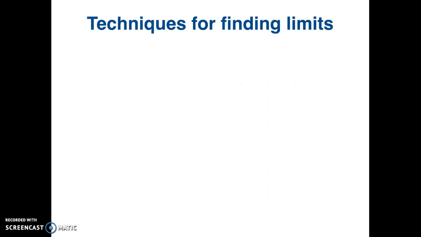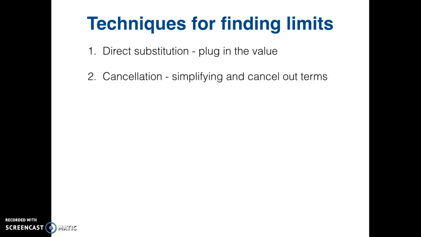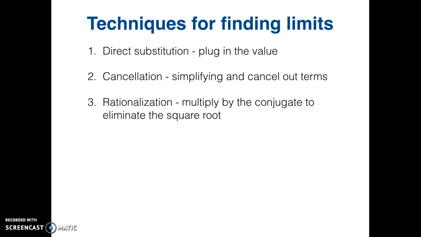Here are some more techniques for finding limits. First is direct substitution, which means plug in a value. You're always going to want to start with this method first. If this method fails you, you can use cancellation, which is simplifying or canceling out terms. Rationalization, which is multiplying by the conjugate to eliminate the square root. And we can always use a calculator to plug in x values near the value we are trying to find the limit of.